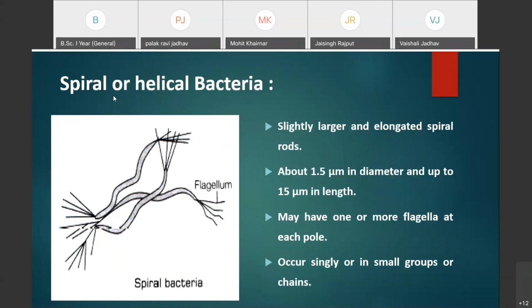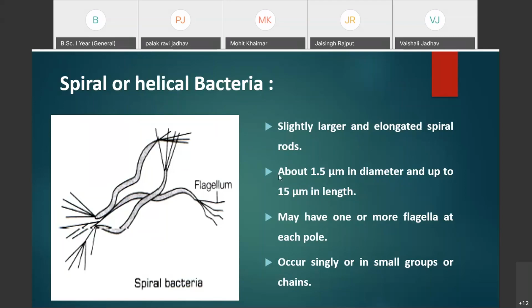Then the next one is the spiral or the helical bacteria. Spiral or helical bacteria are slightly larger, elongated spiral rods when compared with the bacillus and the cocci bacteria. In this photograph you can see they form different helices or spirals, and that's why they are also referred to as the helical bacteria.